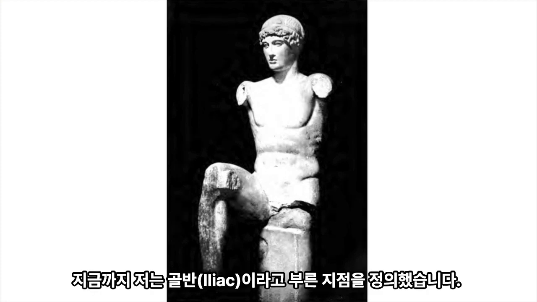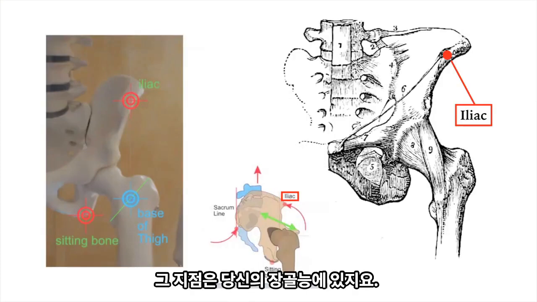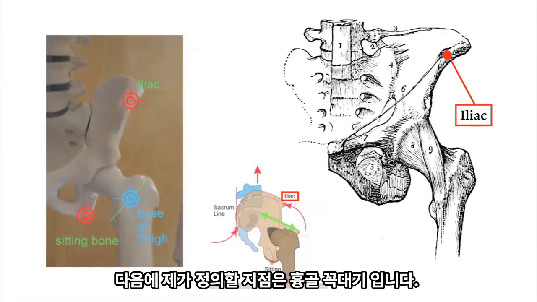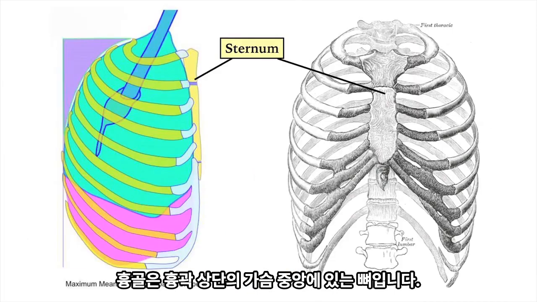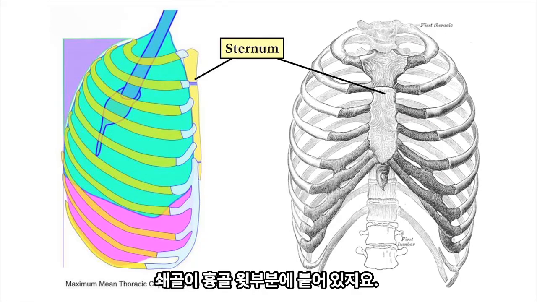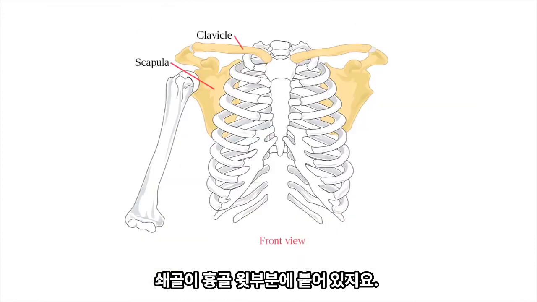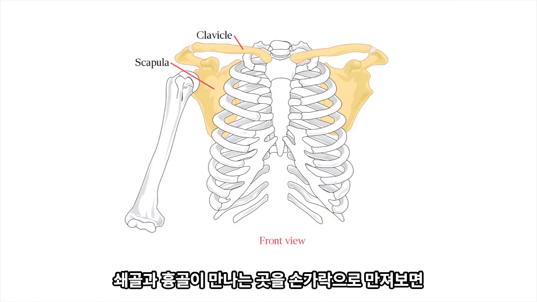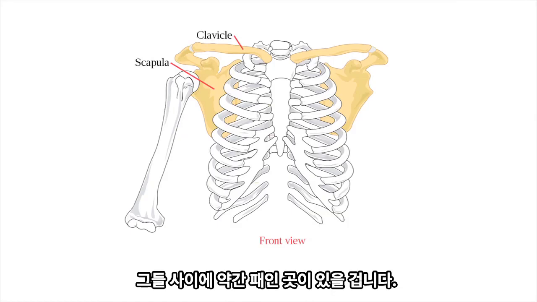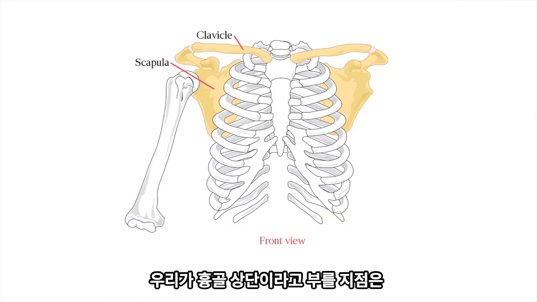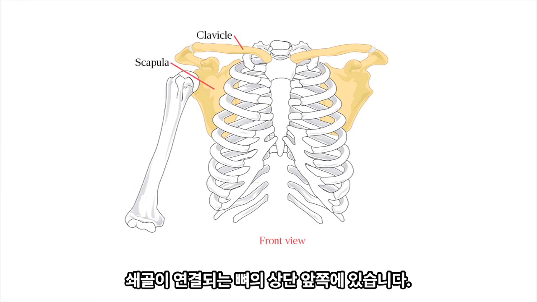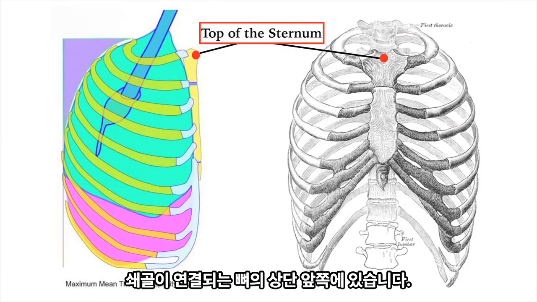So far, I have defined the point called the iliac, which is on your iliac crest. The next point I will define is the top of your sternum. Your sternum is the bone in the middle of your chest at the top end of your rib cage. Your clavicles, or collarbones, attach to the top of your sternum. If you feel with your finger where the clavicles meet the sternum, there should be a little dip between them. The point we will call the top of the sternum is there at the front of the top of that bone which the clavicles are connecting to.